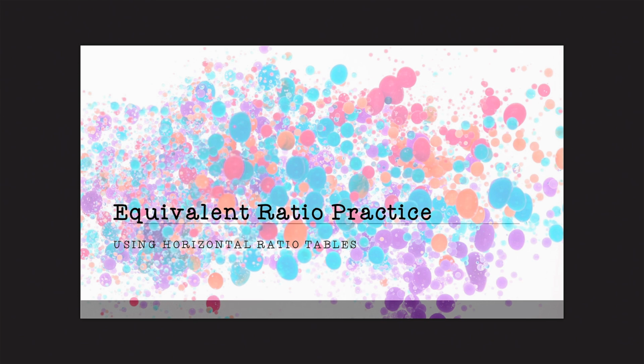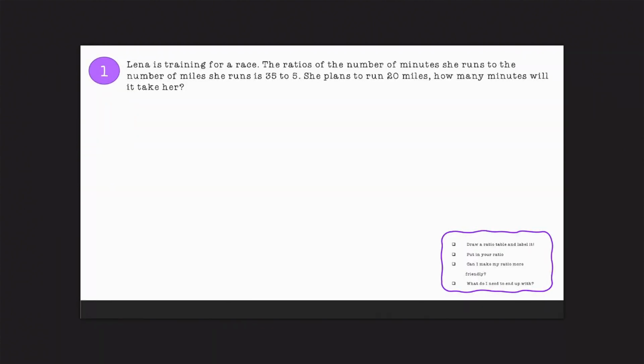Hello, Math 6. This is a lesson for equivalent ratio practice using horizontal ratio tables. So we're going to do a series of 6 problems using horizontal ratio tables. And if you'd like to work along with me, that would be great. Our first one here, we each have these numbered, so we're going to go through 6.